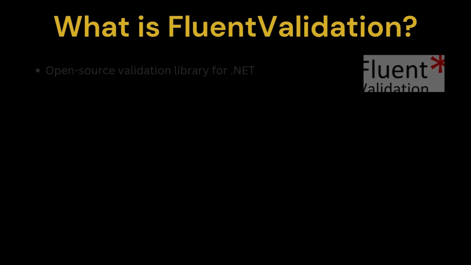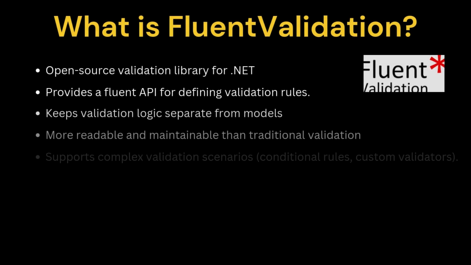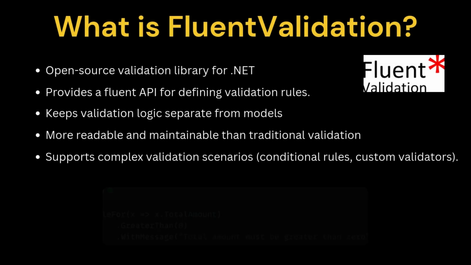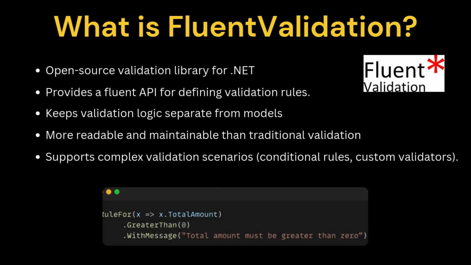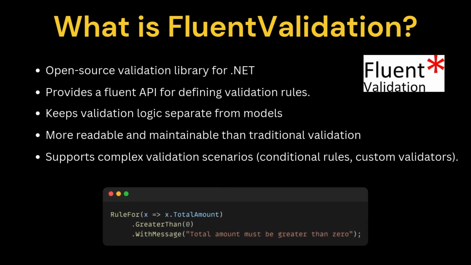Fluent Validation is an open-source .NET library that makes validation cleaner, more readable, and highly maintainable. Instead of cluttering your models with validation attributes or writing long if-else conditions, Fluent Validation allows you to define validation rules fluently. It's clean, readable, and saves you so much time.